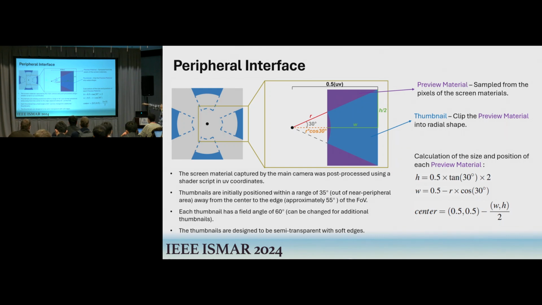So please take a look at this image. The purple rectangle stands for the preview material, which was sampled from the pixels of the different screen materials. From those preview materials, we clip them into a thumbnail, this blue area, a radio-shaped area. And in order to make the thumbnail move and resize in real time based on the eye gaze data, we calculate the size and position of the preview material with the following equations.